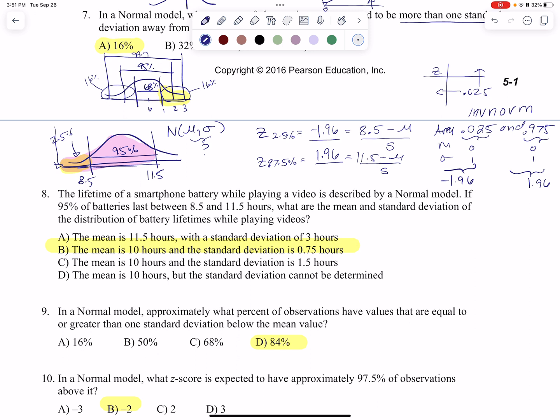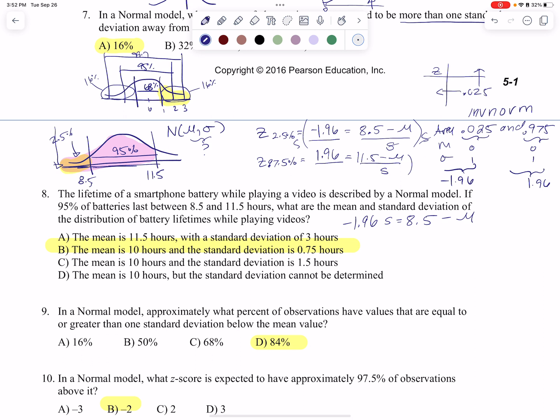Okay, so now I have two equations and two unknowns, and if you would like to use substitution, you absolutely could do that. So to solve it by hand, I would multiply both sides by s, so those would cancel out, and I would get negative 1.96 times s equals 8.5 minus mean. All right, and of course, I could solve for s. I could divide by 1.96 and then put s into my other equation.